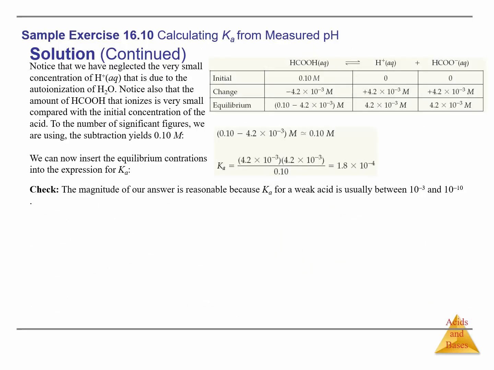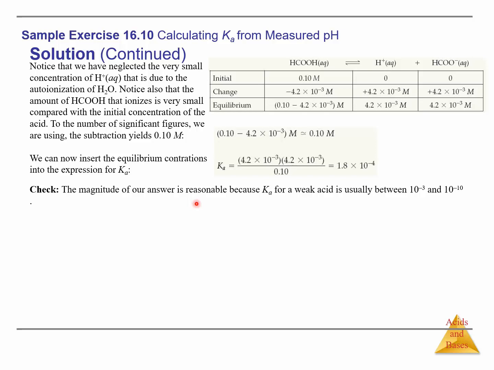Then here we construct a table for this equilibrium. Initially 0.10, and this is 0. What is the expected change? Minus x, plus x, plus x. The equilibrium concentration is 0.1 minus this value, and this x, x. So we make this approximation and we find Ka to be this value.